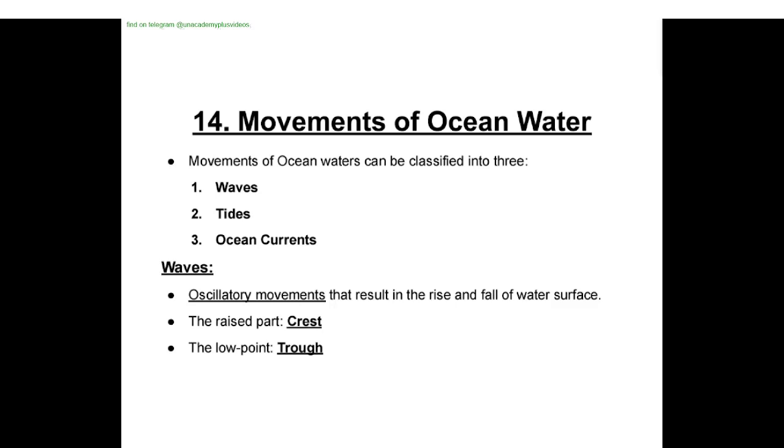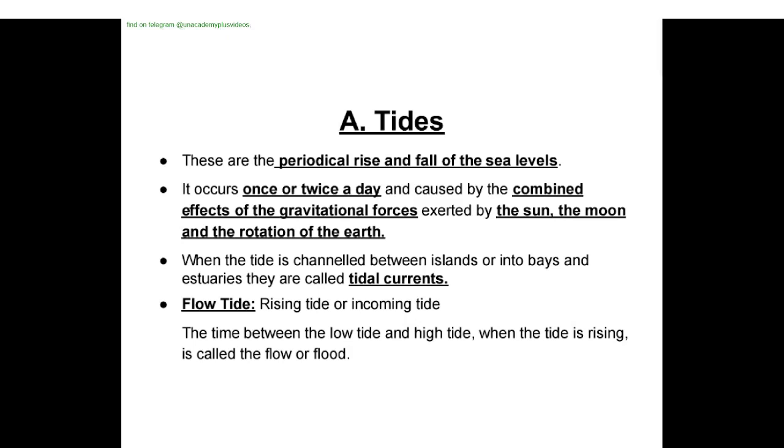Movements of the ocean water. Movements of the ocean waters can be classified into three: waves, tides, and ocean currents. Waves. Oscillatory movements that result in the rise and fall of the water surface. The raised part is the crest and the lower point is the trough.